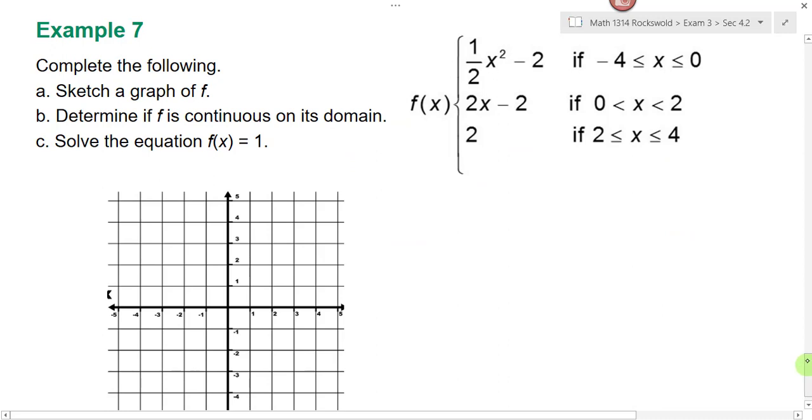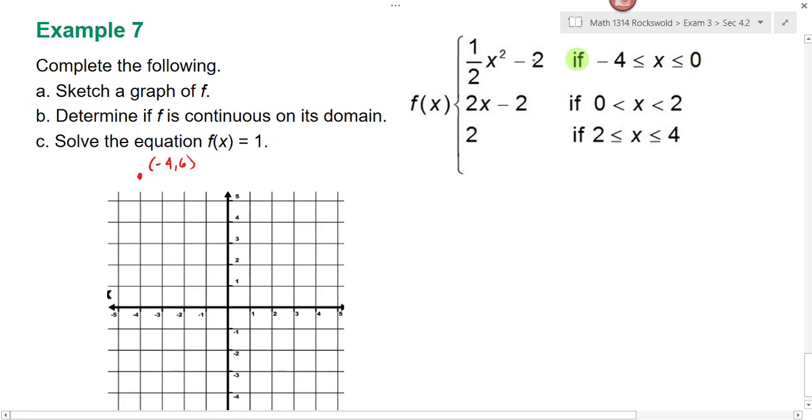All right, on the last problem, we're asked to complete the following for this function. Part A asks us to sketch a graph. So for x's between -4 and 0, including -4 and 0, I'm graphing this quadratic function. So if x is equal to -4, I get -4 squared is 16, half of 16 is 8, and 8 minus 2 is 6. So when x is equal to -4, y is equal to 6. I have this point at -4, 6 on the graph.